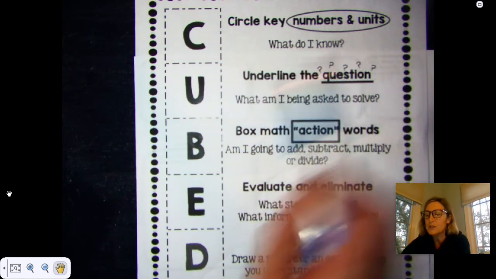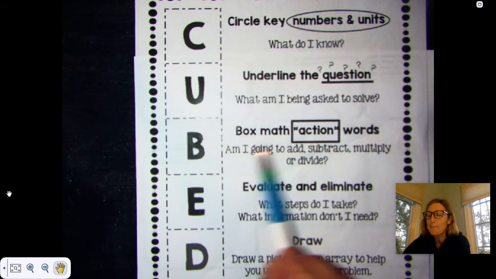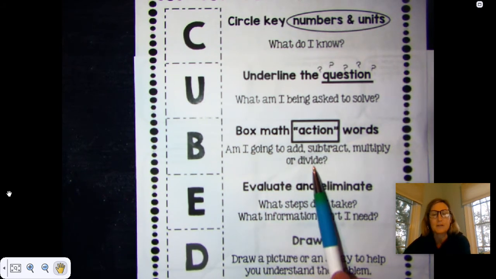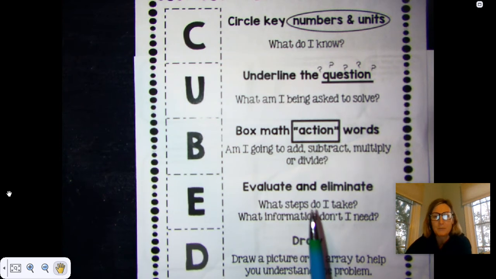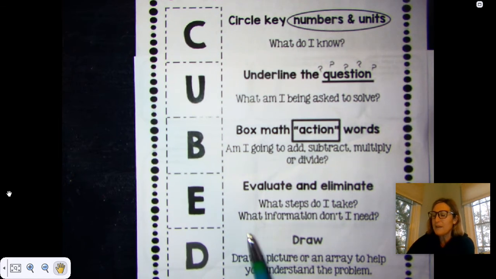We're going to circle the numbers and units, underline the question, box the action words. Am I going to add, subtract, multiply, or divide? Are there any words in the word problem that hint to me what operation I'm going to use? And then the E is evaluate and eliminate. What steps do I have to take, or what information do I not need? Is there anything extra in there they put to maybe try to trick us or fool us that we can go ahead and X out that doesn't have anything to do with the word problem?